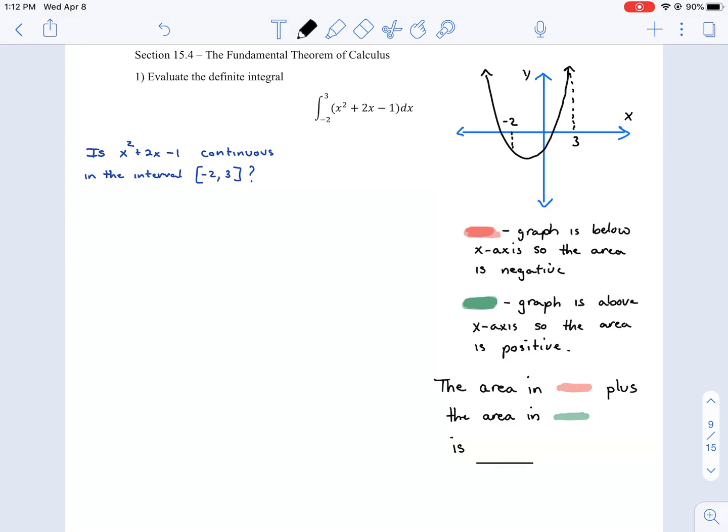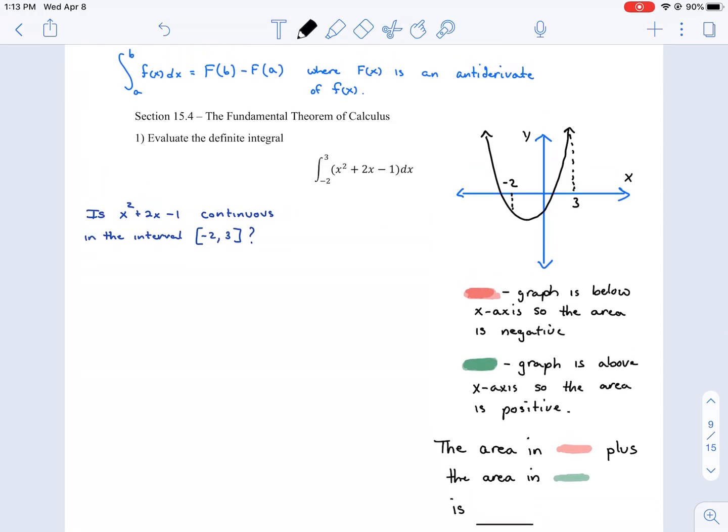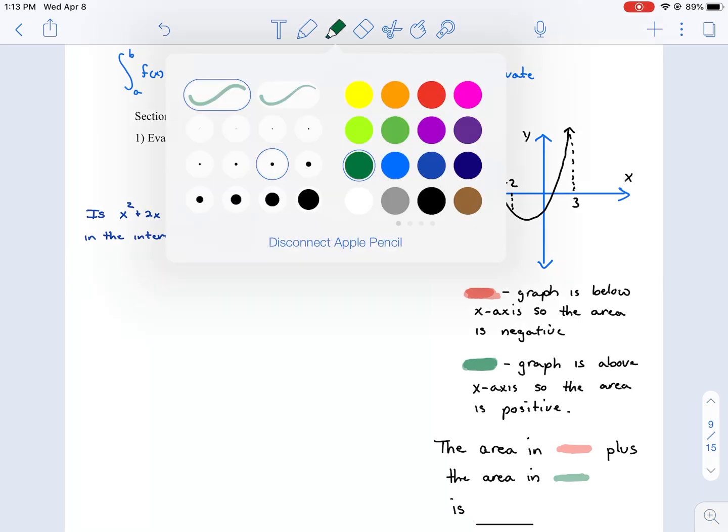All right, class, in this video, I'll be doing the first example from section 15.4. It says evaluate the definite integral. And to do that, we're going to have to apply the fundamental theorem of calculus, which I have stated at the top in blue.